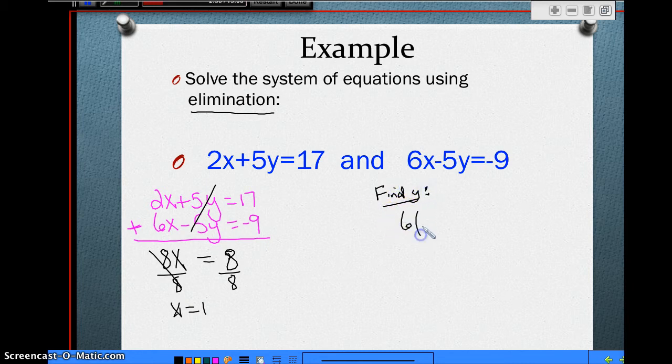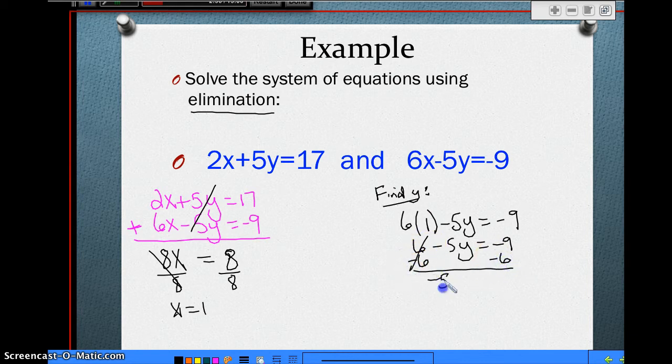So it's going to be 6 times x, which we found to be 1, minus 5 times y is equal to negative 9. 6 times 1 is 6, minus 5y is equal to negative 9. Subtract 6 from both sides. You can stay with me or stay ahead of me, that's even better. Negative 9 minus 6 is negative 15. Divide both sides by negative 5. And we end up with y is equal to 3.